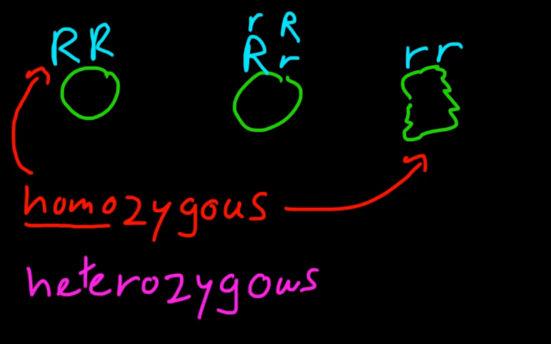And let's go for the hetero one. Hetero means mix. So obviously, these are your hybrids. So heterozygous are the ones that have two different alleles, and homozygous are the ones that have the same alleles.